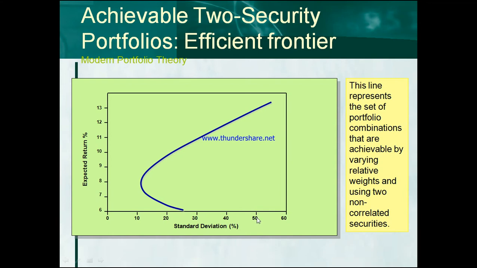This graph shows the expected return increasing. When the expected return of the company is decreased, the standard deviation also decreases. This is the efficient frontier.